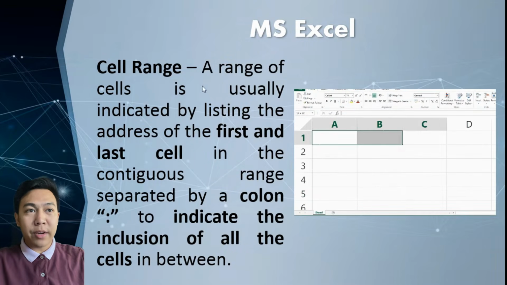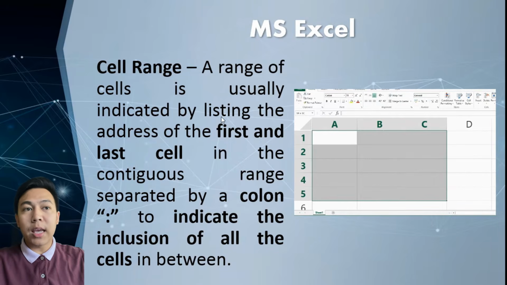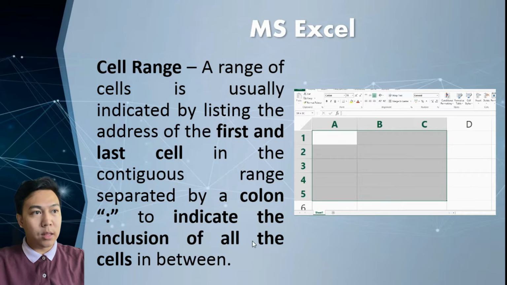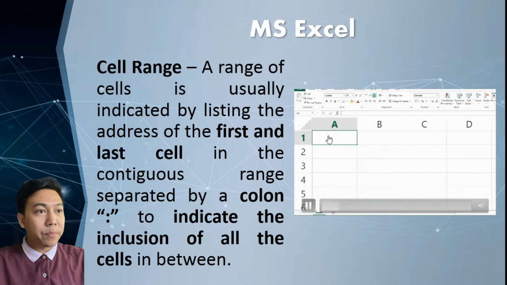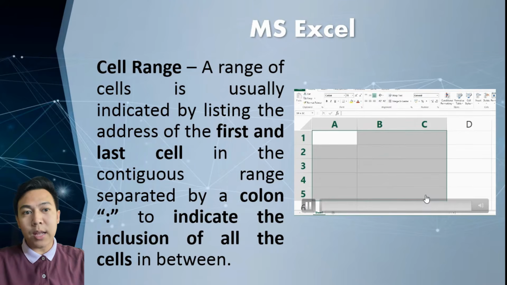Then we also have cell range, a range of cells that is usually indicated by listing the address of the first and last cell in the contiguous range, separated by a colon to indicate the inclusion of all the cells in between. Okay, so we have here A1 until C5. So that is your range. Meaning all the numbers placed in these cells will be added, multiplied or divided depending on the purpose that you will use it for. So that's an example of cell range.